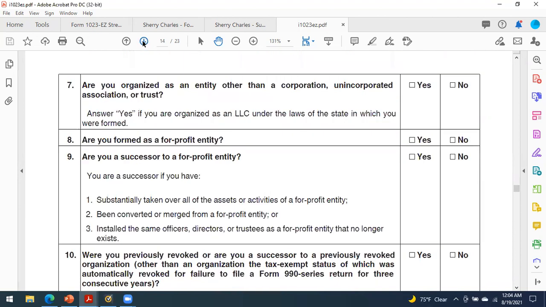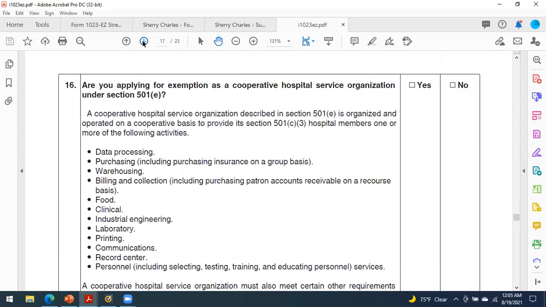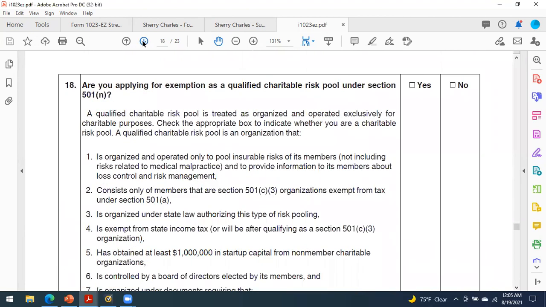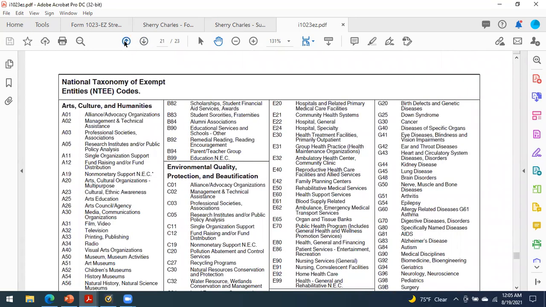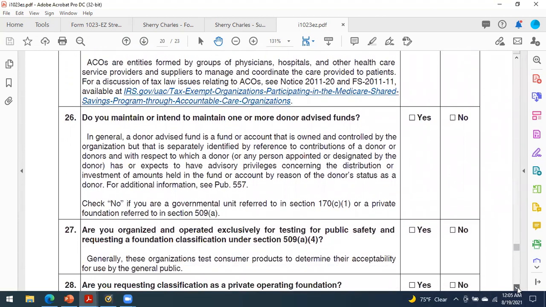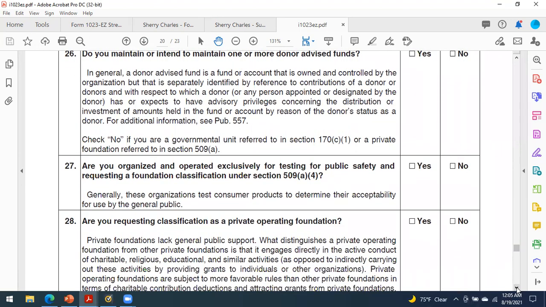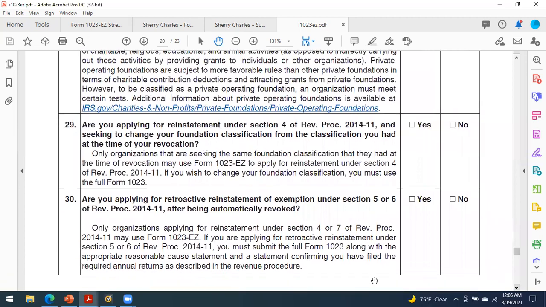So like I said, I'm not going to read all of these questions, but I encourage you to do so that you will be able to determine whether or not you are eligible. That's it. It's 30 questions, so that you can determine whether or not you are eligible to use the Form 1023-EZ to complete the application to apply for 501c3 status. It's 30 questions in the eligibility worksheet, and the eligibility worksheet is included in the Form 1023-EZ instructions.